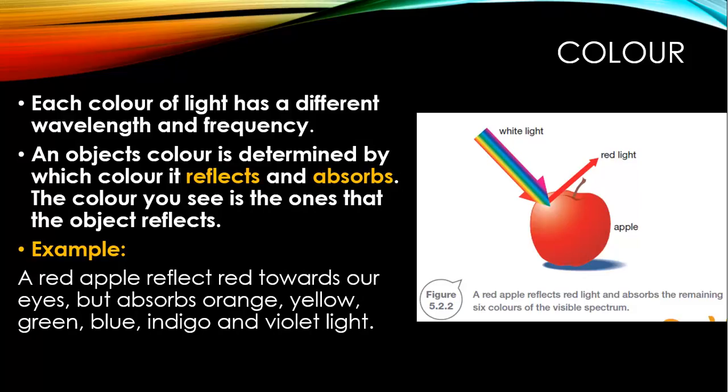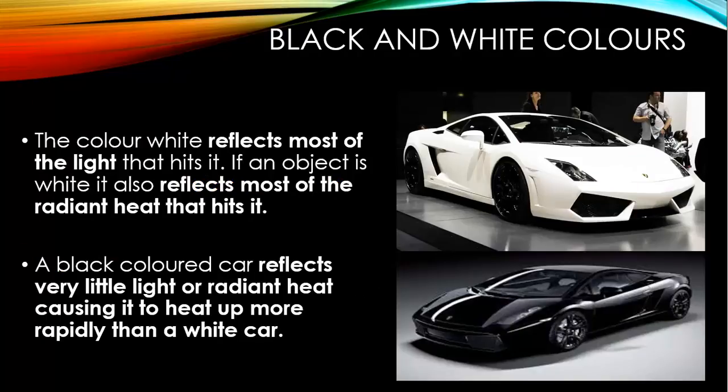So if you think about any other object that you see, say it's a green table, the color that it absorbs is every other color except green. It reflects green. That's why we see it as green. Okay, black and white colors. The color white reflects most of the light that hits it. If an object is white, it also reflects most of the radiant heat that hits it as well. So when we talked about heat energy, we also talked about how different colors can absorb and reflect light. So a black colored car reflects very little light or radiant heat energy, causing it to heat up more rapidly than the white car.